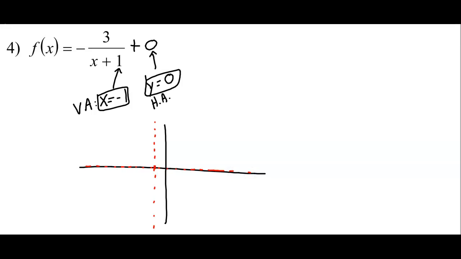Notice that this time we do have a negative in the front of our fraction there, and therefore our curve will be on the top left and on the bottom right.